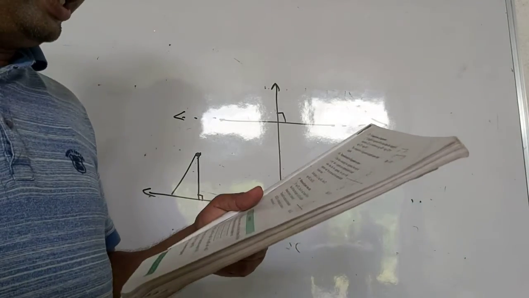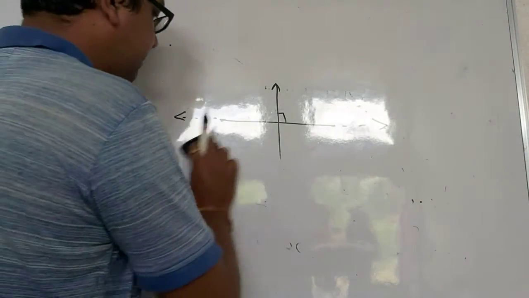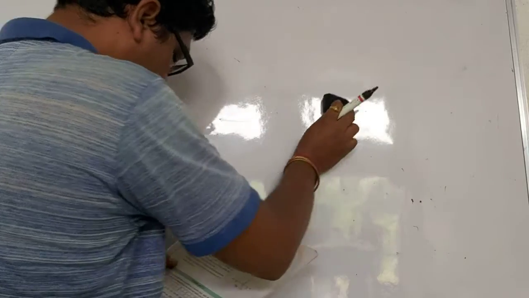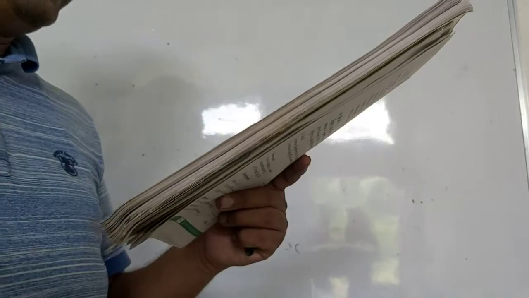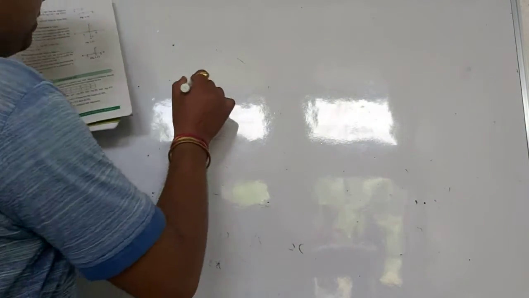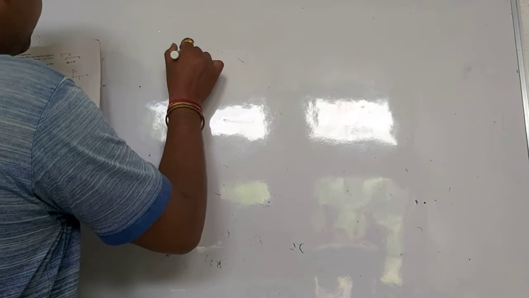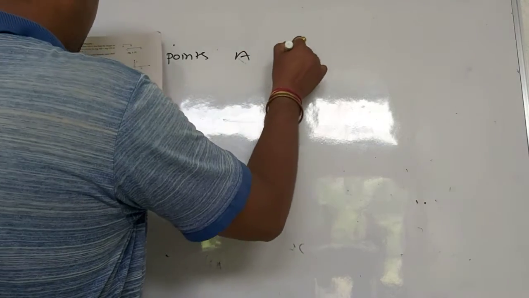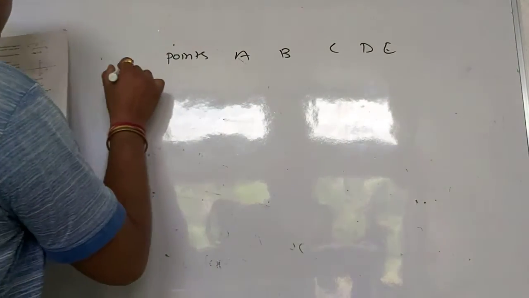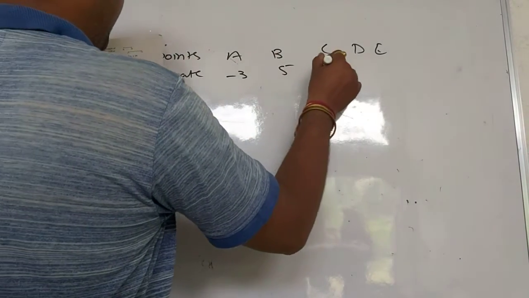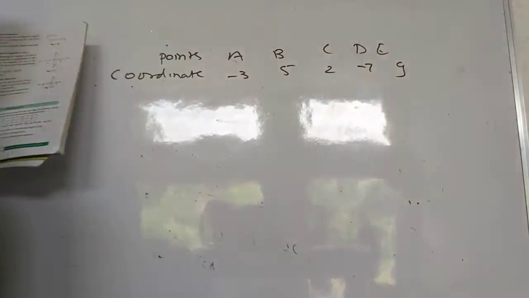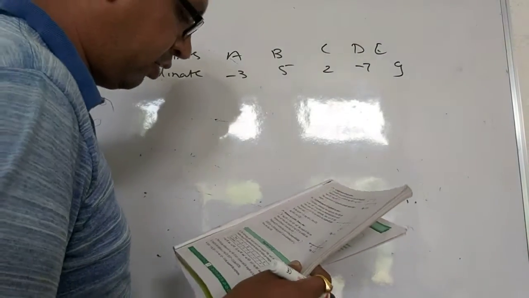Okay. Next we will see practice set 1.2. In that, the following table shows points on the number line and their coordinates. Decide whether the pairs of segments given below the table are congruent or not. Here I show points A, B, C, D, E, and the coordinates are -3, 5, 2, -7 and 9. First of all, we will find all the lengths.